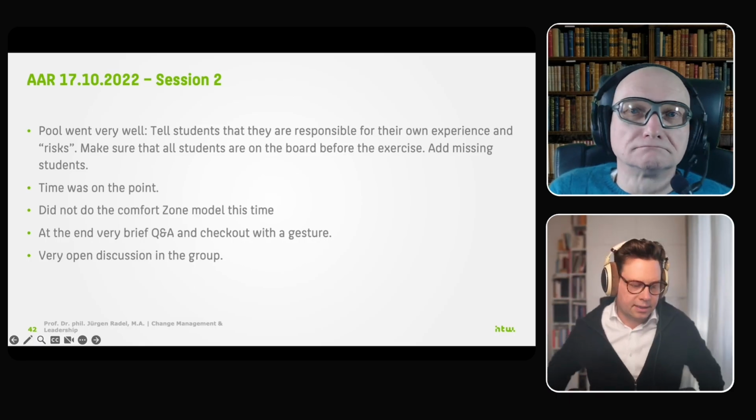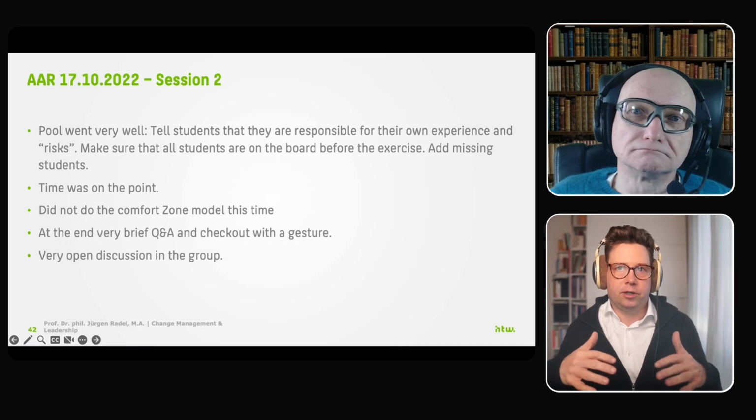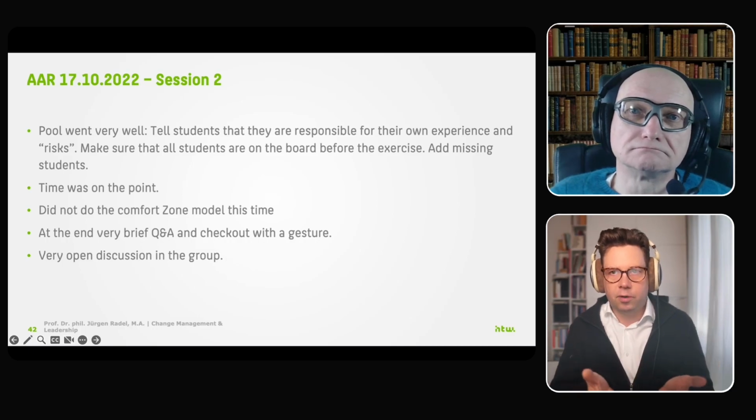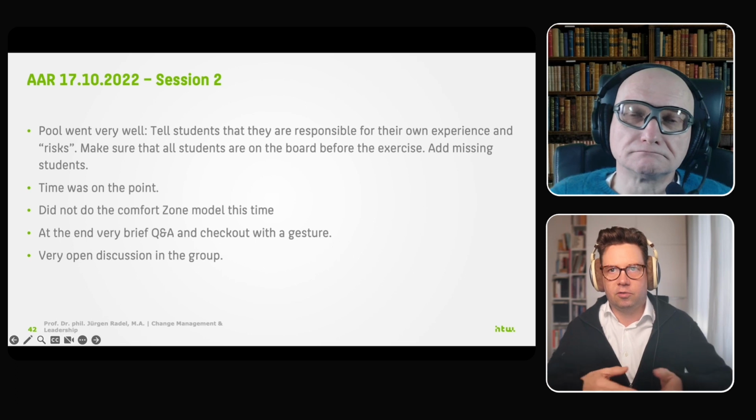And I remember we discussed the performance pressure that sometimes we as lecturers bring into the group of students in the university context. So they need to perform in a certain very normative way sometimes.